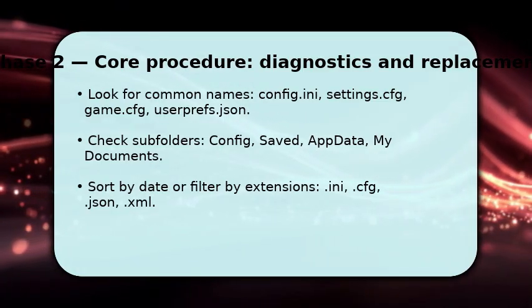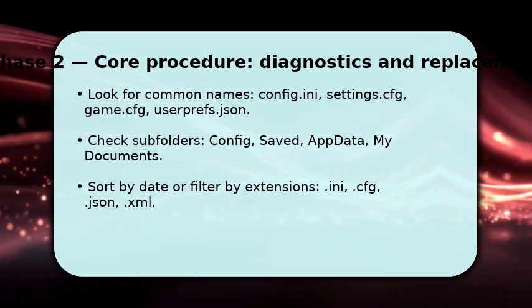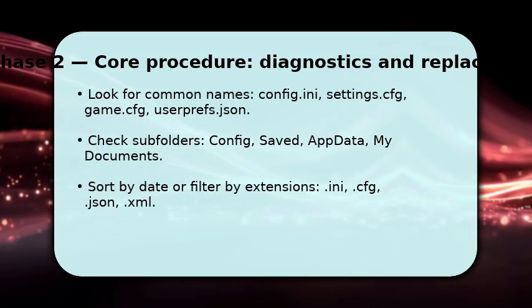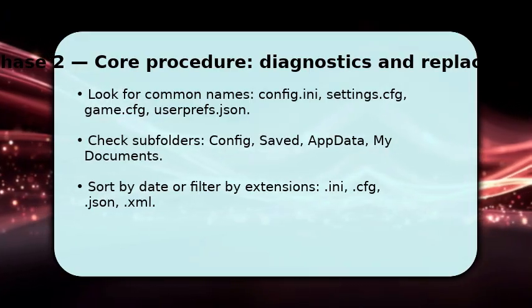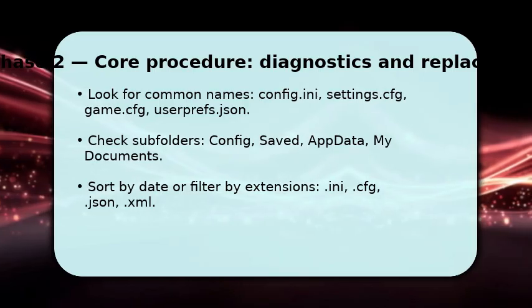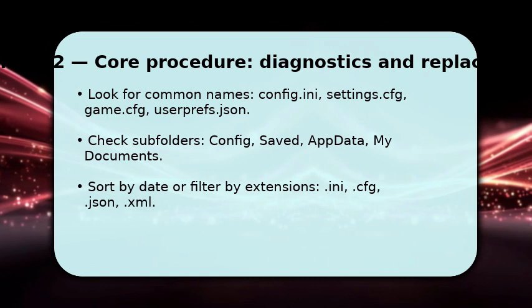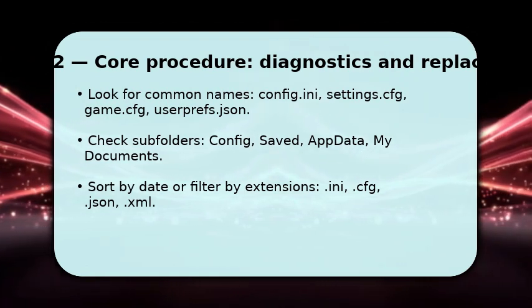Once identified, check nearby subfolders, config, saved, AppData, or My Documents because some games place user settings outside the install path. Make sure to sort by date modified or filter by extensions such as INI, CFG, JSON, or XML to find the active file. Also, keep in mind that some settings are per profile, so look inside profile folders.